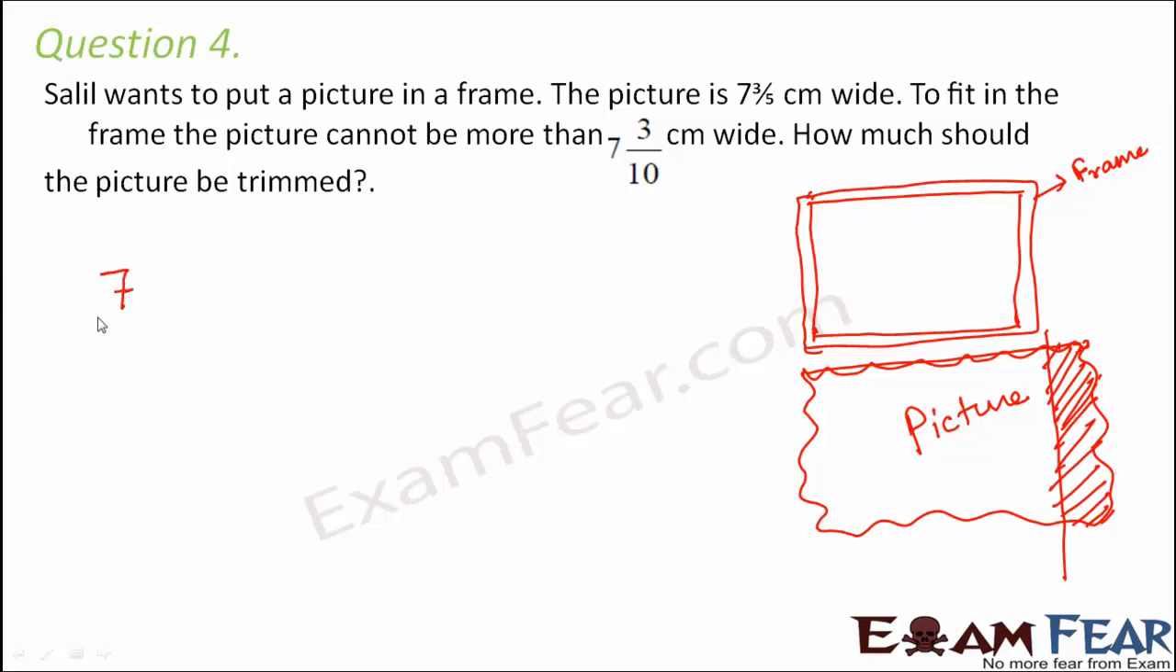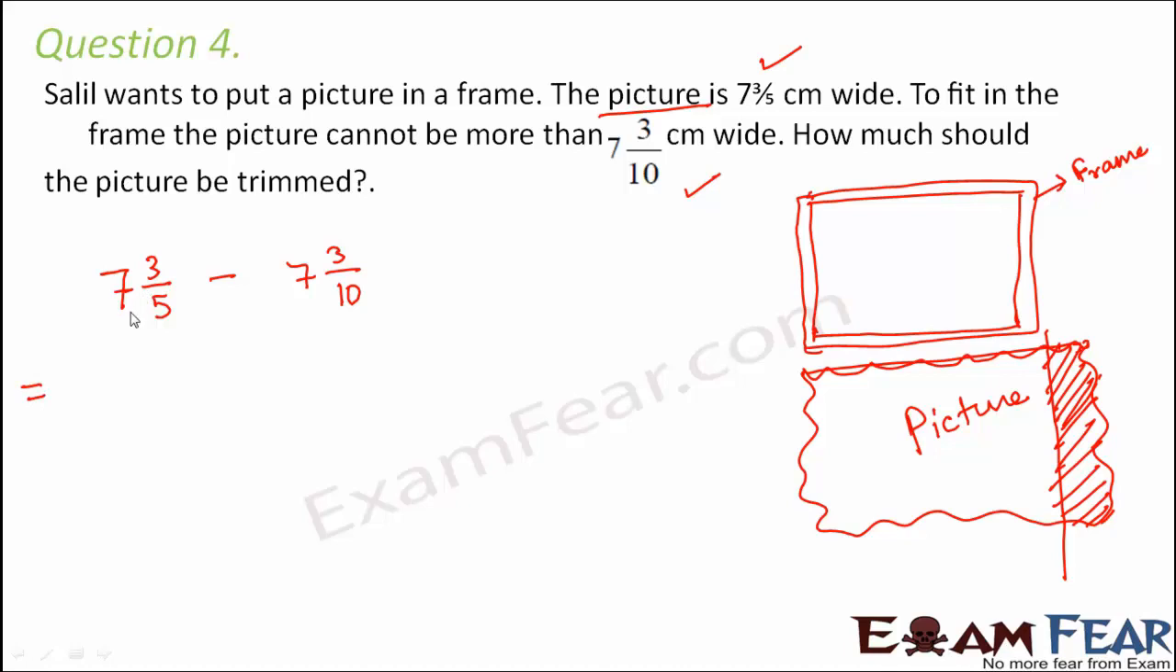So how do we find the difference? Which is a bigger number, 7 3 by 5 or 7 3 by 10? Now logically we can understand that the picture is bigger. That is why we are trimming the picture. The picture is being cut. That means that the picture is bigger. So the width of the picture is 7 3 by 5. So from 7 3 by 5 we subtract 7 3 by 10.